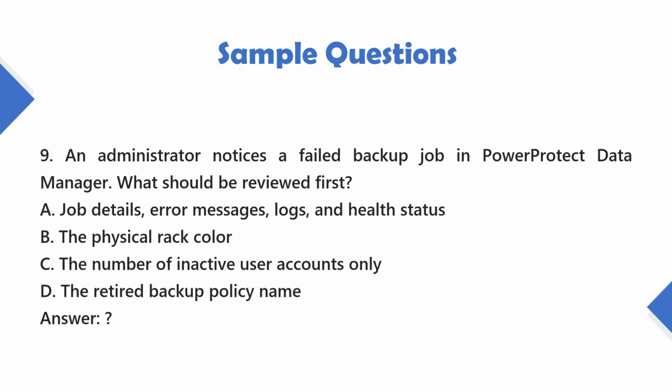9. An administrator notices a failed backup job in PowerProtect Data Manager. What should be reviewed first? A. Job details, error messages, logs, and health status. B. The physical rack color. C. The number of inactive user accounts only. D. The retired backup policy name.